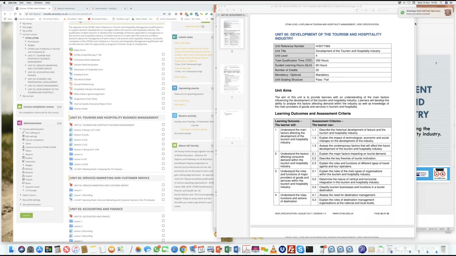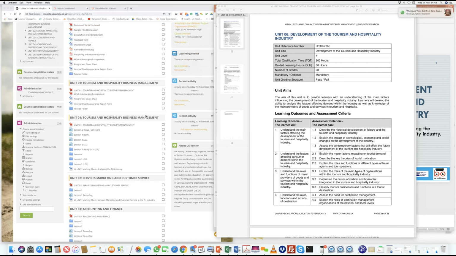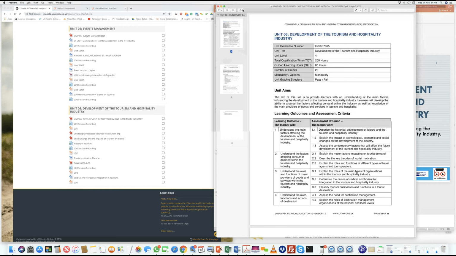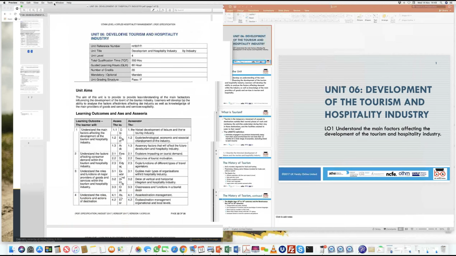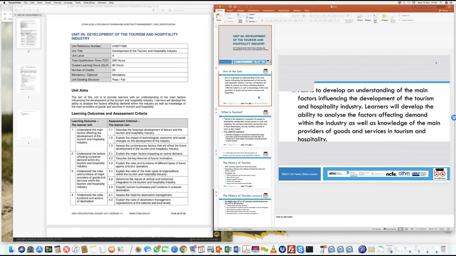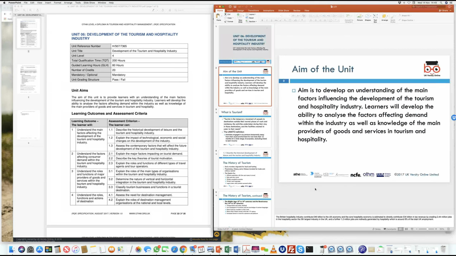That's good. So let's kick off with this particular unit, which is looking at the development of the tourism and hospitality industry in general. In this unit, we are picking up the first learning outcome, which is to understand the factors which affect the development of this industry in general. I've got a few slides here that I'm going to go through with you and give you some background. Now, in the UK, I put some footnotes in.